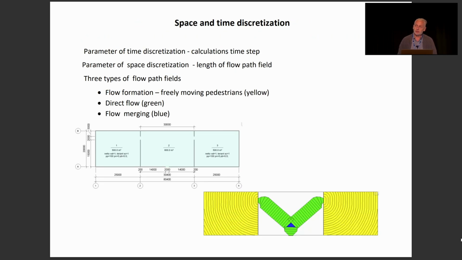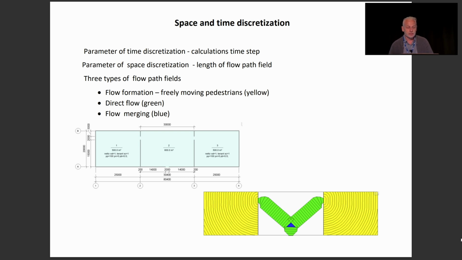To produce calculation, first we need to make a discretization of space and time. The parameter of time discretization is the calculation time step. It is constant for all simulation. And the parameter of space discretization is the length of the flow path field. There are three types of flow path fields in the model.